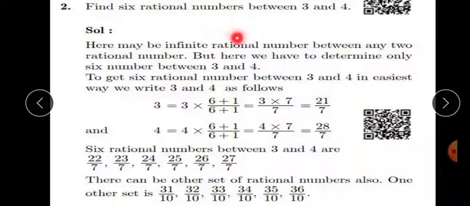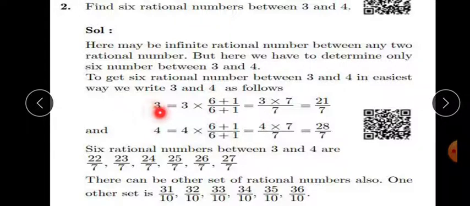So we have one trick, one shortcut method. I will teach you the shortcut method. The question is to find 6 rational numbers between 3 and 4. How many are asked? 6. So what we will do? We have to add 1 plus 6. How much will we get? 1 plus 6 is 7.